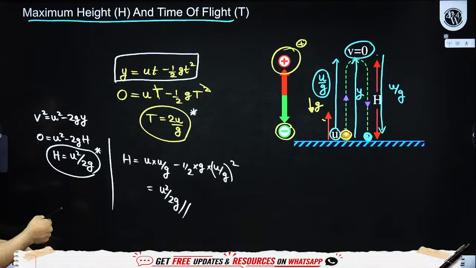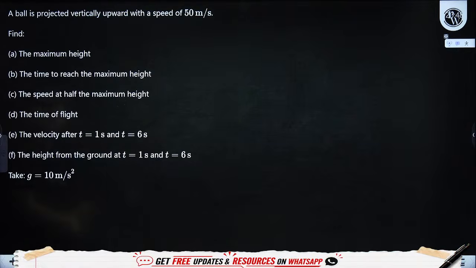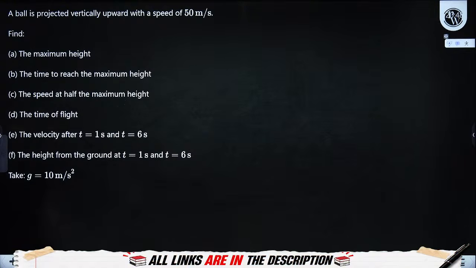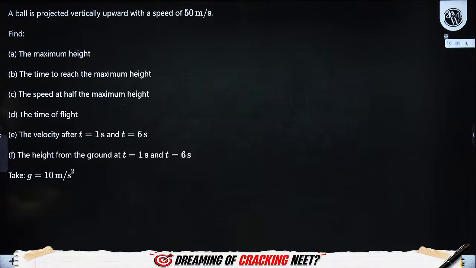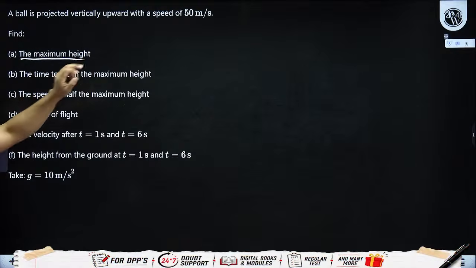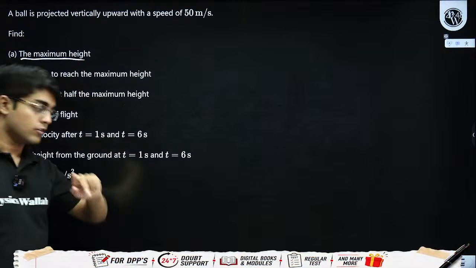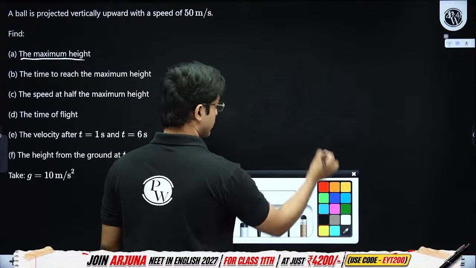Then we have this question. A ball is projected upward with a speed of 50 meters per second. The first question is, what is the maximum height? So for the maximum height, just use that direct result.